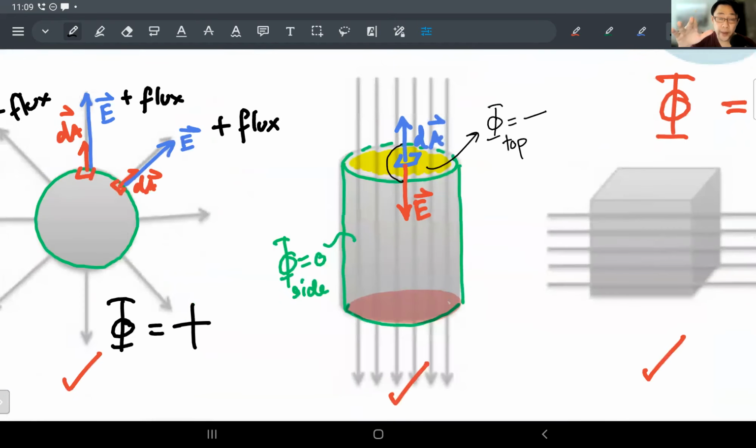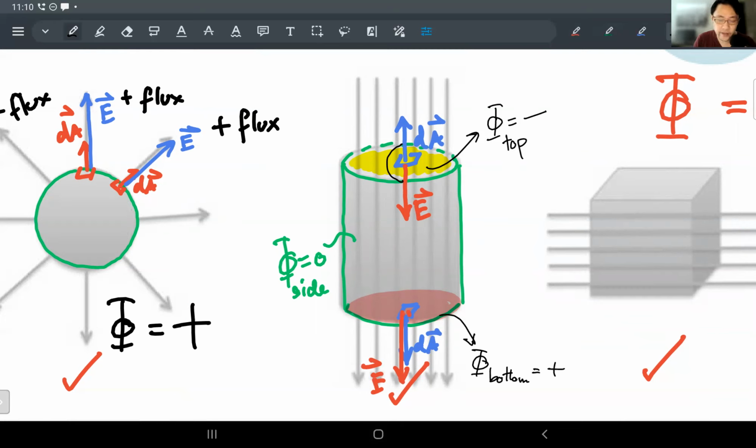Now, pay attention to the bottom surface. The bottom surface will have dA pointing downward, outward from the enclosed volume. Your electric field at this point is also pointing down. The electric field is always down in this particular case. So the two vectors are parallel to each other, and theta is zero. So the flux on this bottom surface is supposed to be positive, which is an outflux. The flux is coming out of the enclosed volume.